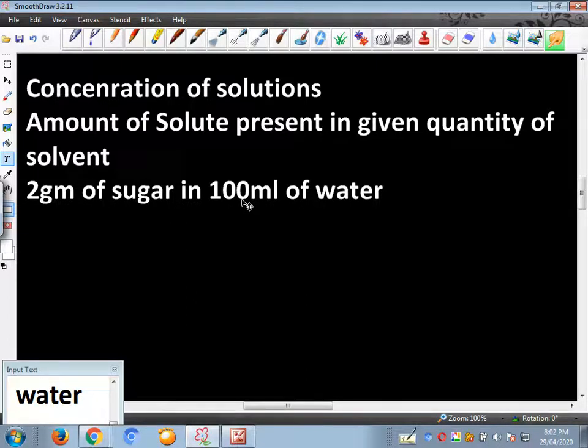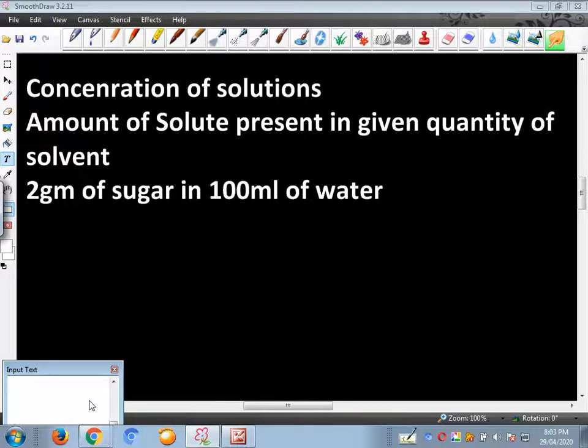So if you know the amount of solute present in the solvent, then we call it the concentration of solution. You have understood the definition: it is the amount of solute present in a known quantity of solvent. That we call the concentration of solution. Let me give a simple example.